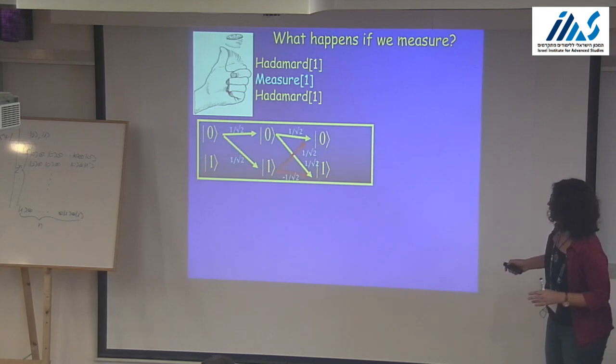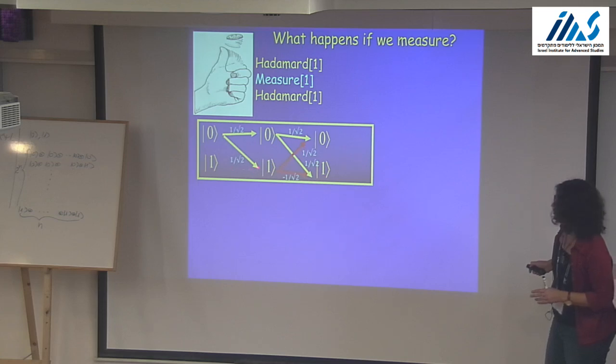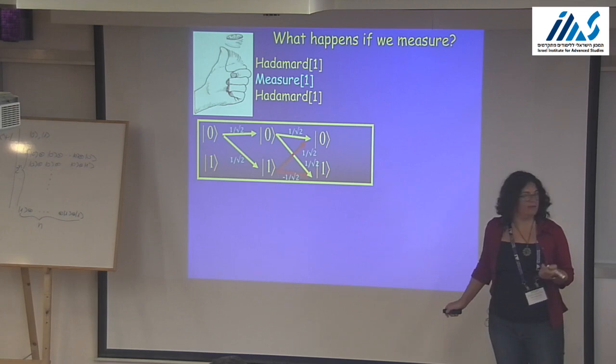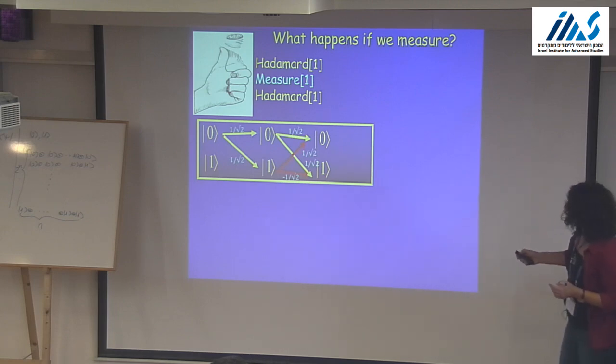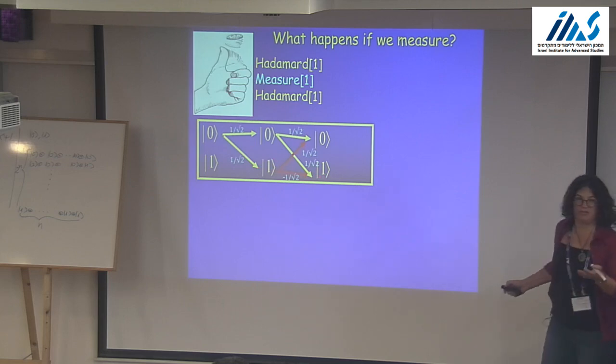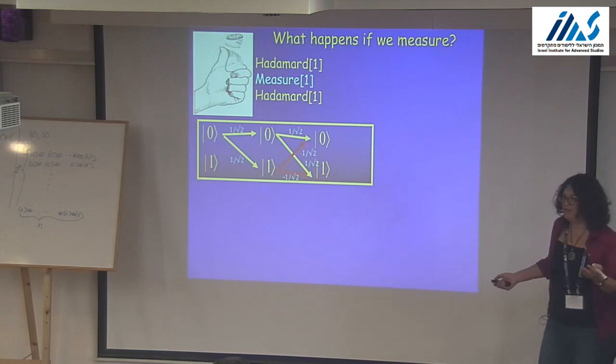Let's see what actually happens. If you apply the Hadamard, you get 0 plus 1 in a superposition. Then you measure. You get either 0 or 1 with probability of half. So you're either here or here. Now you apply the Hadamard again. If you ended up in 0 in the first measurement, then you get a superposition of 0 plus 1. And you measure, what do you get? One of them with probability half. And if you ended up with 1, you apply the Hadamard, you get 0 plus 1. You measure, what do you get? Same, half, half. So the measurement in the middle ruined the interference pattern.